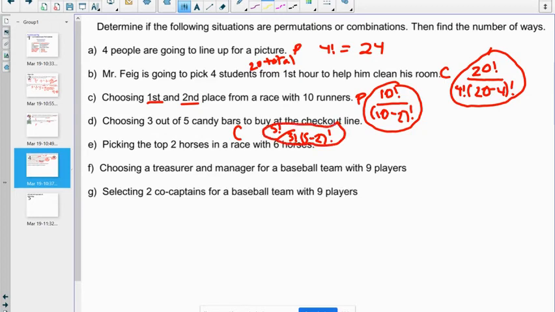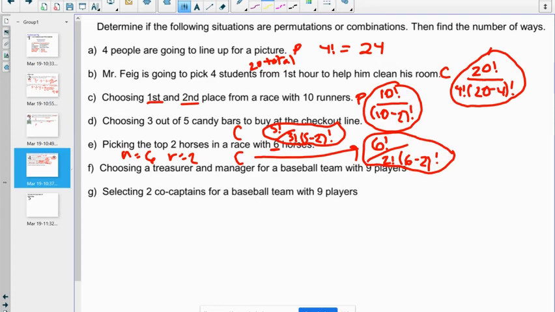And then for part E, it's having you pick the top 2 horses in a race. So this one, it's not having you pick first and second place with different rankings. It's just having you pick the top 2. So let's say it's out of 6. So we know n is 6. r is 2 because we're picking 2. And we know it's a combination because order does not matter with how you pick the 2 horses. So it's going to be 6 factorial over 2 factorial times 6 minus 2 factorial. And that's how you'd go about finding that one.